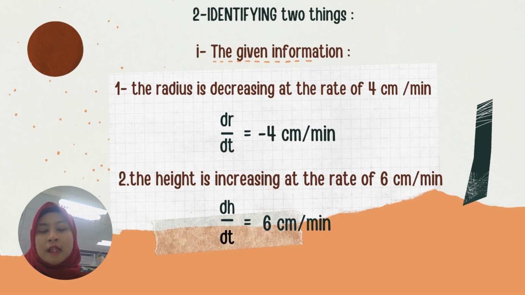And what's the meaning of dr over dt? The meaning is the first derivative of r with respect to t, and it also shows the change of r with time. And the second information given is the height is increasing at the rate of 6 cm per minute, which we have to write as dh over dt equals 6 cm per minute.